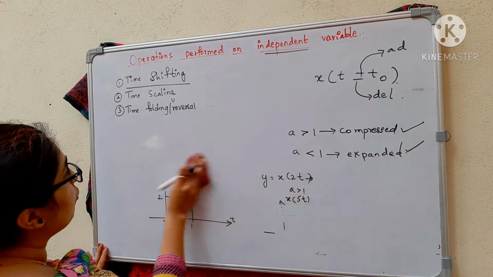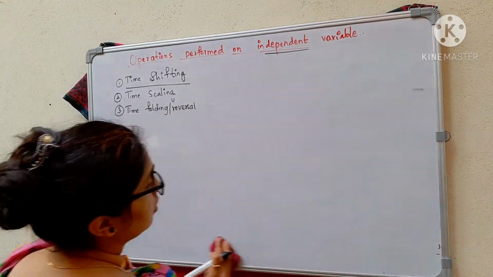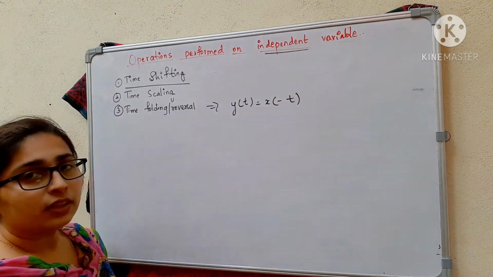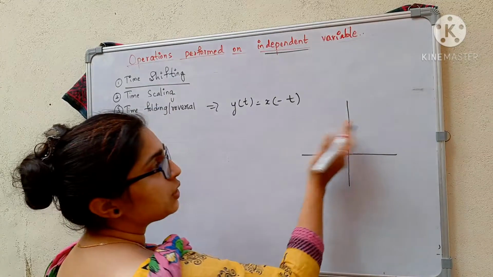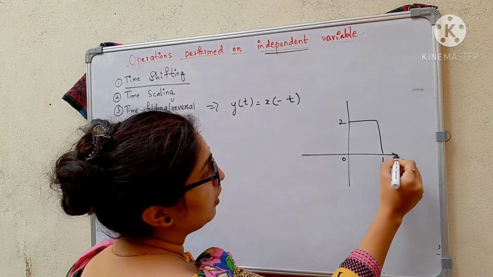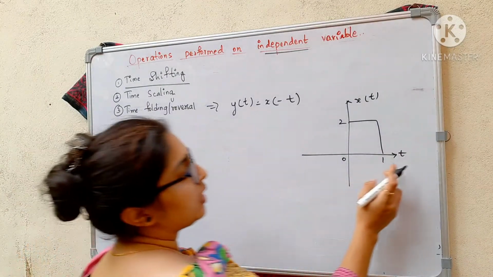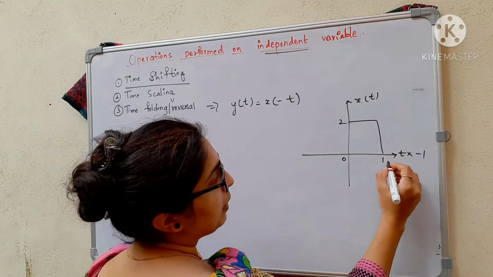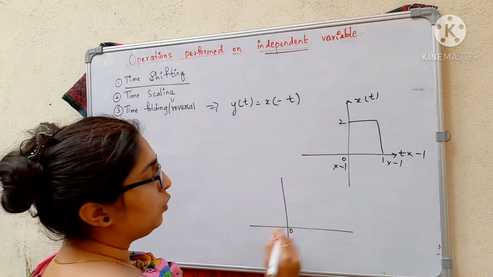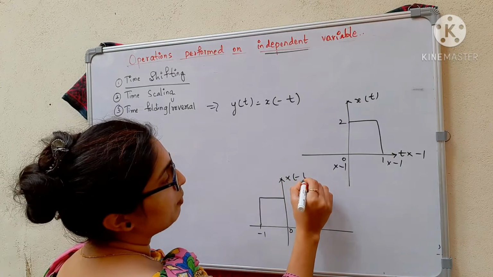Next comes the time folding or the reversal operation. Here this is nothing but y of t is equal to x of minus t. That means with respect to your amplitude axis, you are going to have the reflection. So here if you have 2, 0 to 1, if this is your x of t, what will be your x of minus t? X of minus t means you have to multiply it by minus 1, right? So 0 into minus 1 is 0. 1 into minus 1 is minus 1. So this value you are getting here. This is x of minus t.